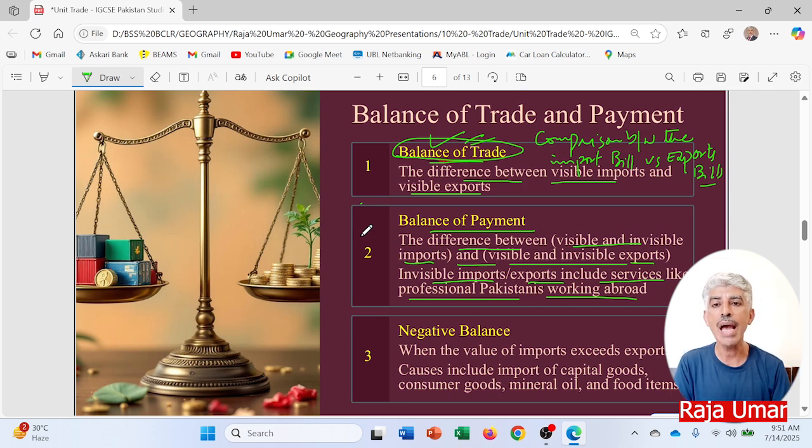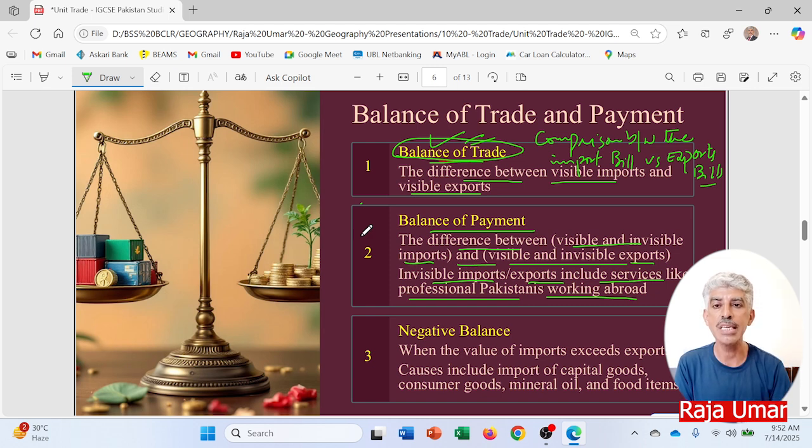So it means that we have imported a service in the form of that coach who is coaching the Pakistan team. That is the invisible import in the form of services. In the same way, we have exported the labor force to the Middle Eastern countries. They are earning foreign exchange there and sending it back to Pakistan. That is the invisible export Pakistan is getting from those overseas Pakistanis who are working abroad in the Arab countries.